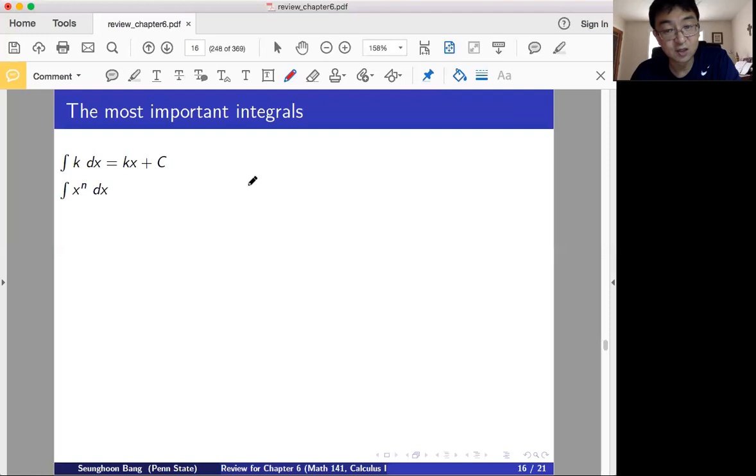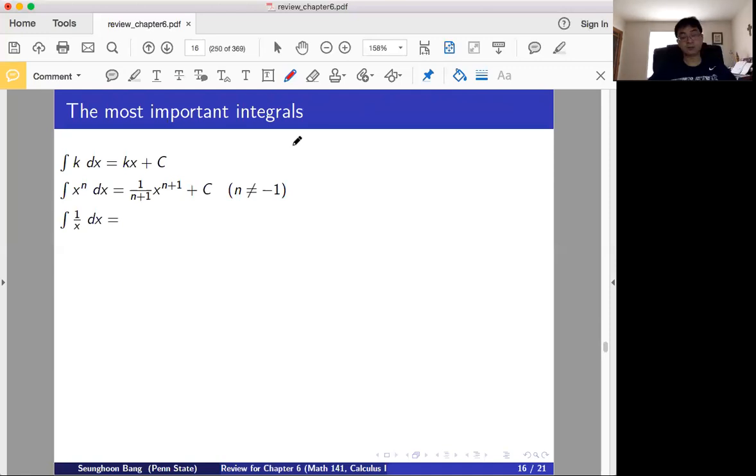The integral of x to the n dx uses the power rule: 1 over n plus 1 times x to the n plus 1 plus c, where n is not equal to minus 1. So do you know what the integral of 1 over x dx is? Could you write your answer? What is the integral of 1 over x dx? I don't know x plus c, is it right? So really be careful. Here, the answer has the natural log of the absolute value of x plus c.